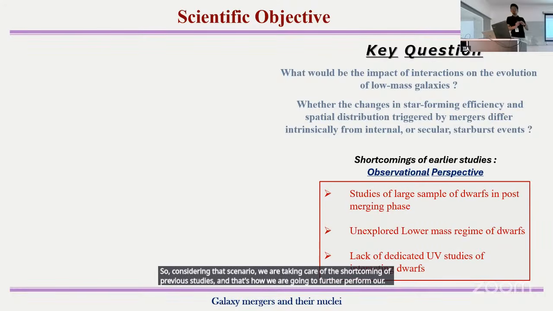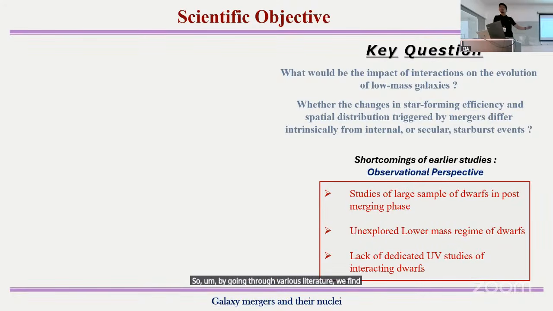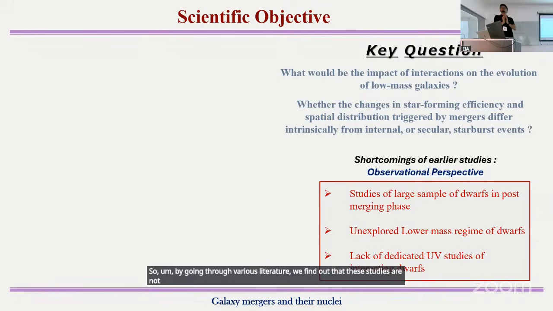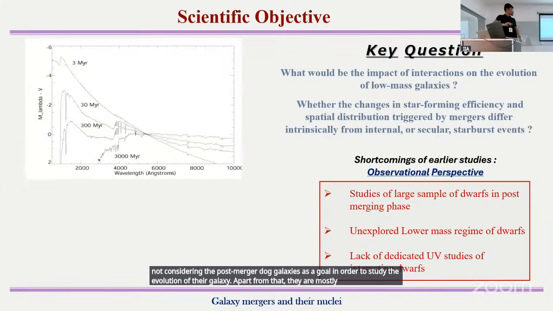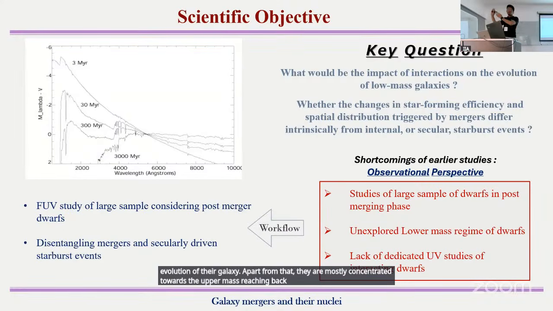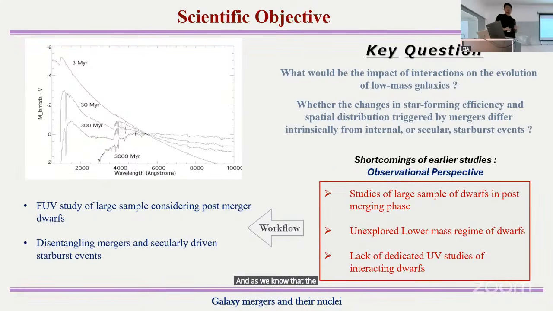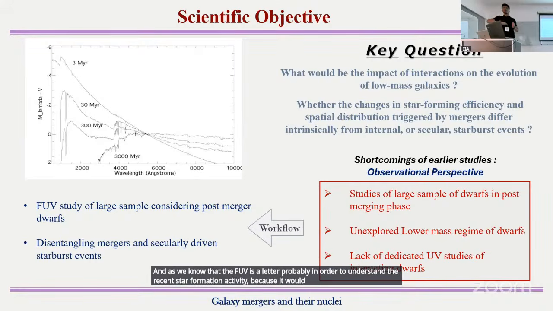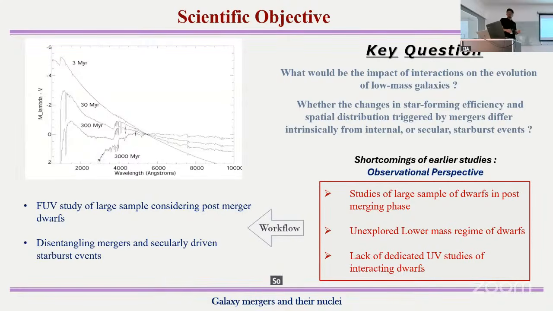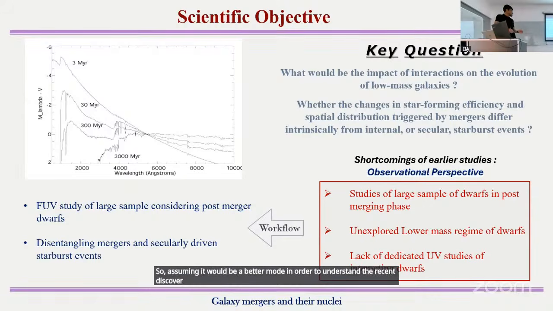By going through various literature, we find that these studies are not considering the post-merger dwarf galaxies as a whole in order to study the evolution of these dwarf galaxies. Apart from that, they are mostly concentrated towards the upper mass regime, like 10 to the power 9 solar mass or so. And as we know, the FUV is a better probe to understand the recent star formation activity, because it would probe the star formation that has taken place within the last few 100 million years or so. So FUV could be a better probe to understand the recent star formation in these dwarf galaxies.